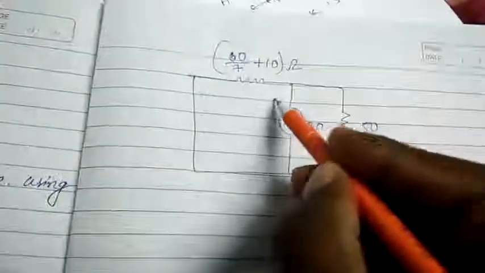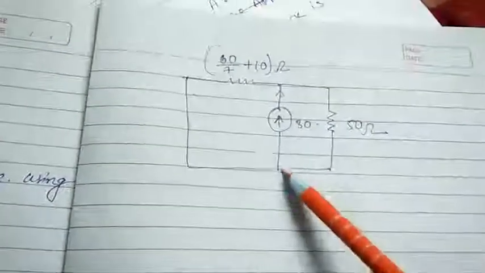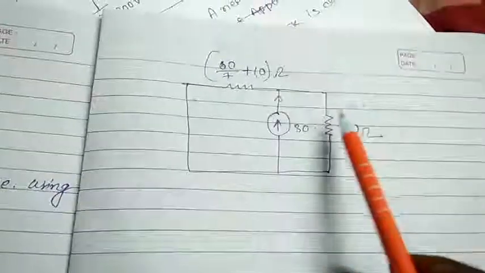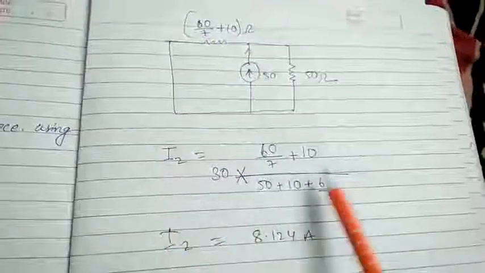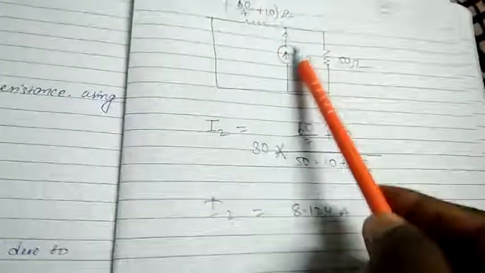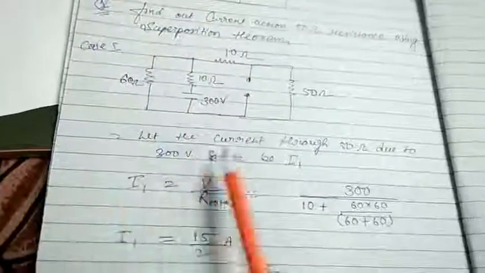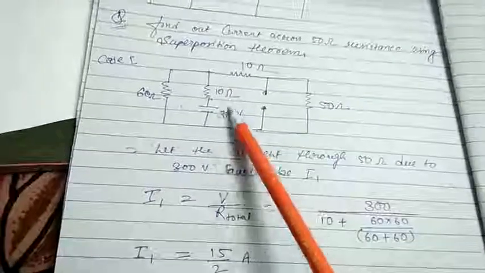So now we will find here that this 50 ohm and this ohm are in parallel. By applying the current divider rule here, we can find the value of the current through this branch. So let's do it. On solving, we get I2 as this much ampere, and this current is just due to the current source. Earlier we found I1 as the current across this 50 ohm due to the voltage source.